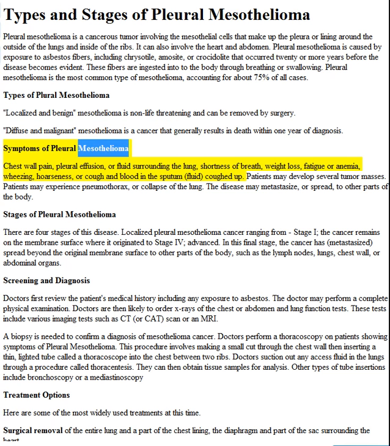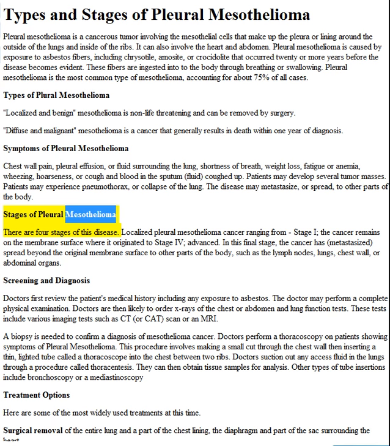Symptoms of pleural mesothelioma: chest wall pain, pleural effusion, or fluid surrounding the lung, shortness of breath, weight loss, fatigue or anemia, wheezing, hoarseness, or cough and blood in the sputum, the fluid coughed up. Patients may develop several tumor masses. Patients may experience pneumothorax, or collapse of the lung. The disease may metastasize, or spread, to other parts of the body.